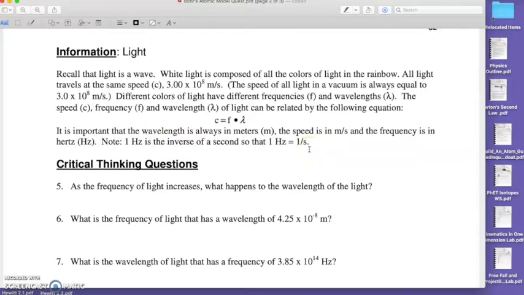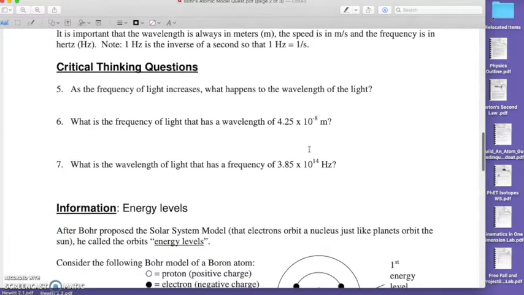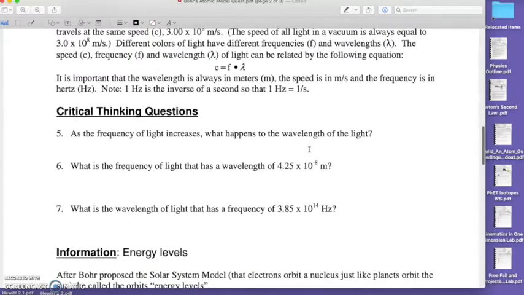So that means how many times it revolves per second is when we talk about the frequency, or bounces per second, all right? So let's think about this equation and look at number 5. It says as the frequency of light increases, what happens to the wavelength of the light? So as the frequency increases, so if c stays the same, if I increase f, wavelength will have to go down or decrease, okay?